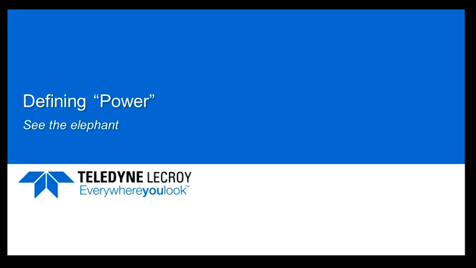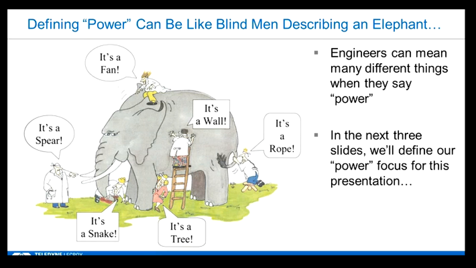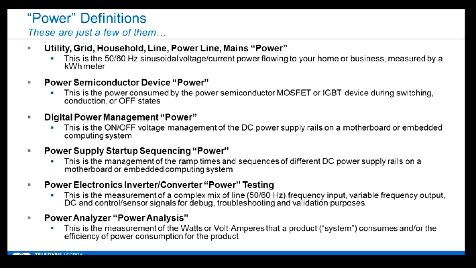All right, so I always say, you have to tell me what you mean when you say power, because it's like the blind person and the elephant. Depending on where you touch the elephant, it can mean many different things. So when an engineer tells me they're doing something in power, I always ask, what power? These are a few of the definitions of power that I run into all the time, and they are all very, very different things.